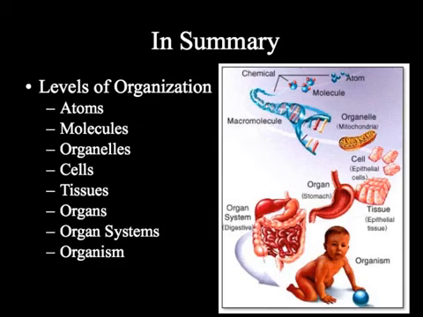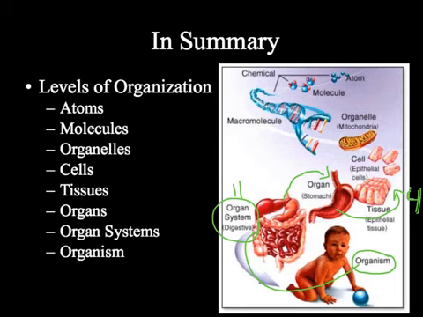So in summary, realize that each level is made of things that came before it. The organism is made of the various 11 organ systems. Any individual organ system is going to be made of a variety of organs. The organ is going to be made of the 4 different tissue types. Tissues are going to be made of cells. Cells are going to be composed of a variety of organelles, and organelles are made of atoms, molecules, basically what we can just lump together as chemicals.